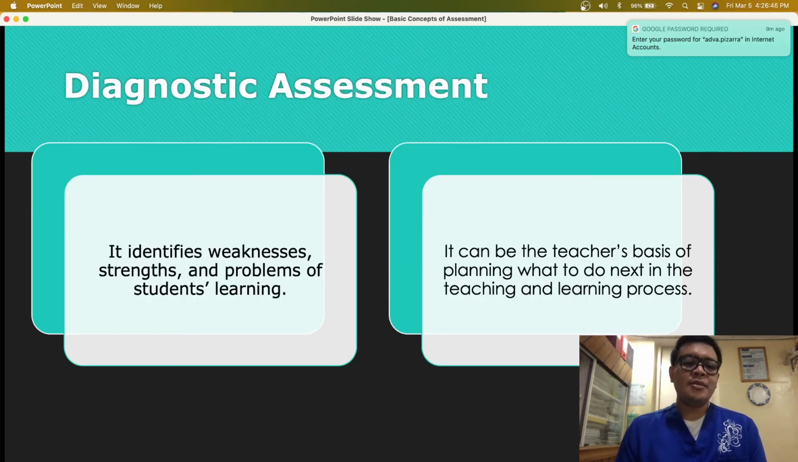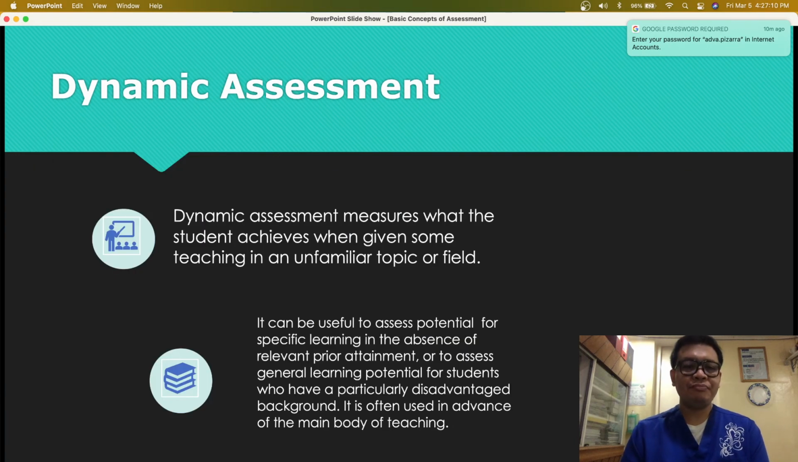Diagnostic assessment identifies weaknesses, strengths, and problems in students' learning. Diagnostic assessment can also help the teacher in planning what to do next in the teaching and learning process. That's one way for us to diagnose our students, and we have to identify these certain factors and issues in order for us to be guided.